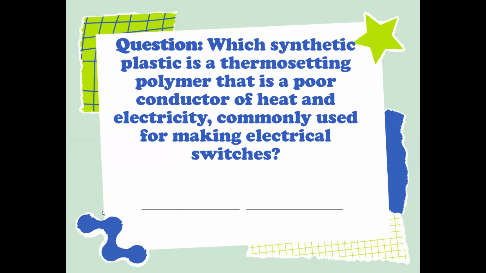Next, which synthetic plastic is a thermosetting polymer that is a poor conductor of heat and electricity, commonly used for making electrical switches? And the answer is bakelite. Bakelite is the poor conductor of heat and electricity.